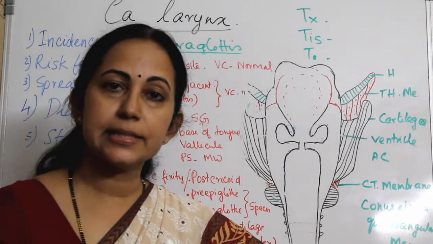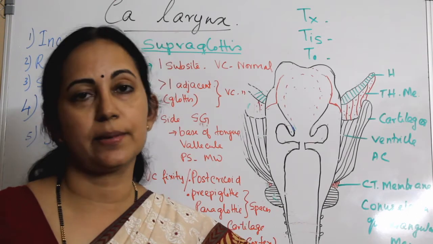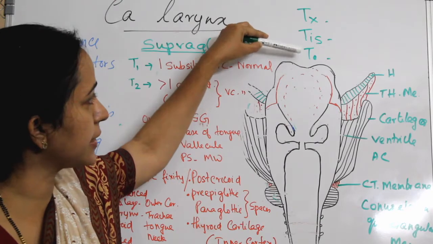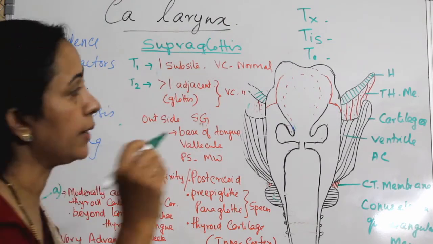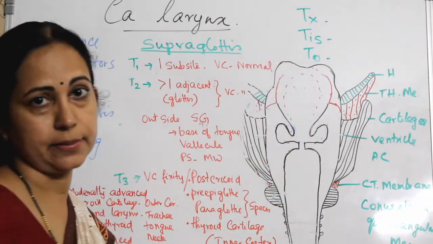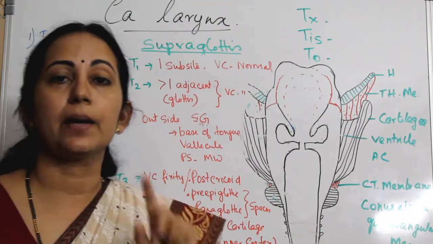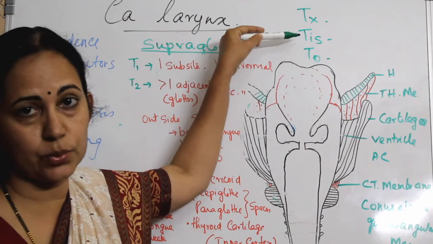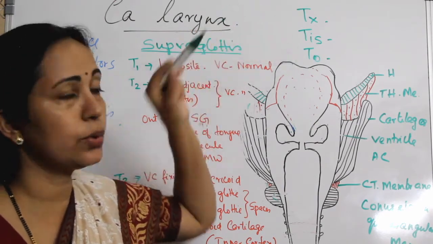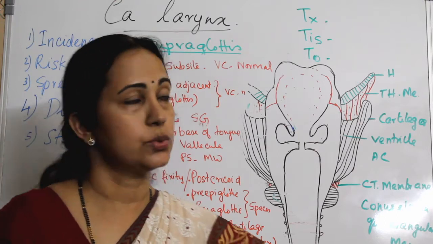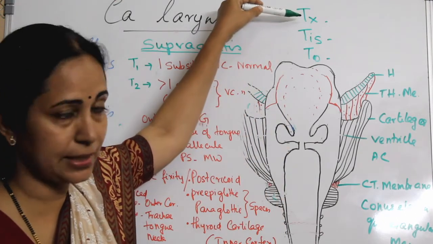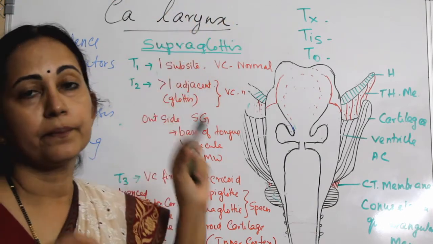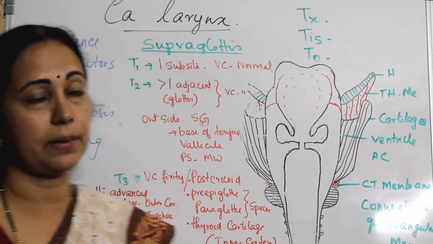The T staging for supraglottis, glottis and subglottis is different. But three things, Tx, Tis and T0, are the same for all subsites. Tx means the primary tumor cannot be assessed, Tis is carcinoma in situ, and T0 means there is no evidence of primary tumor.